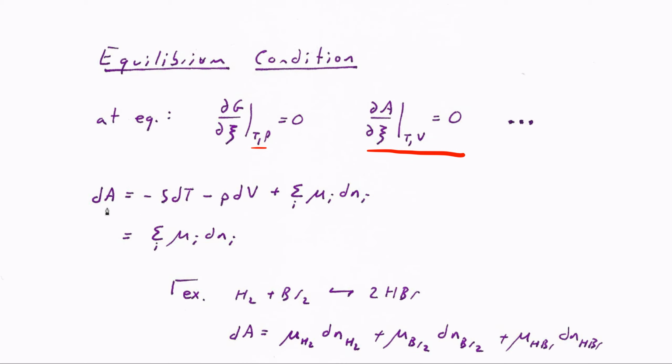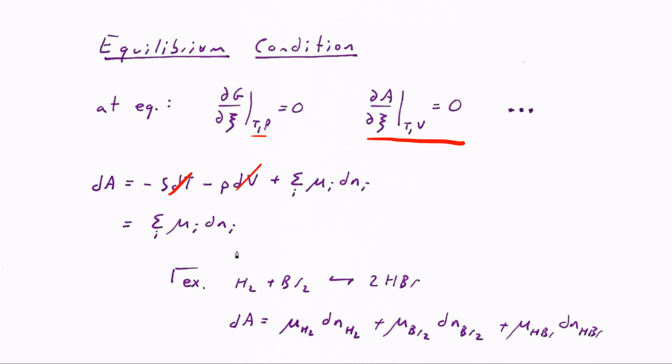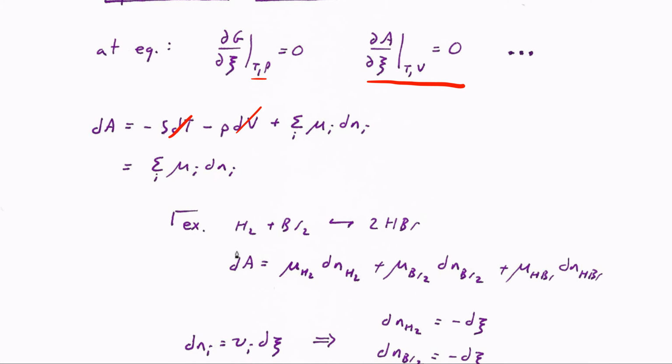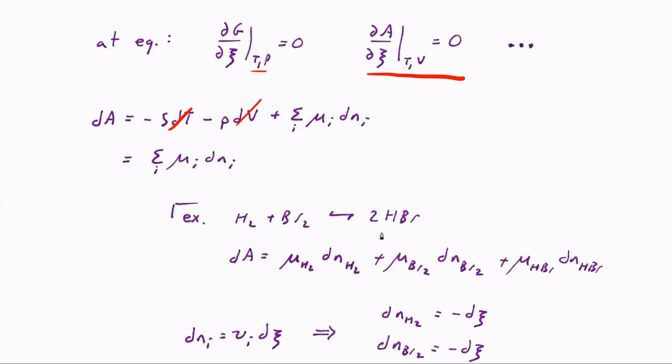If we remember the fundamental expression for the differential Helmholtz free energy, it's minus S dT minus P dV plus the sum of mu dn, the chemical potentials times the change in number of moles. If we're at constant T and V, then the dT and the dV terms both drop out, and we see that the differential change in the Helmholtz energy is just the sum of these chemical potentials times dn. To understand what that means for a specific chemical reaction, let's stick with our H2 and Br2 example. If I have hydrogen and bromine reacting to form HBr, what this expression says is the sum of the chemical potentials times the change in number of moles.